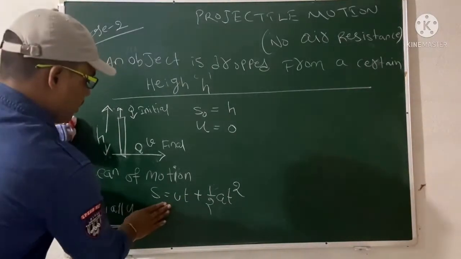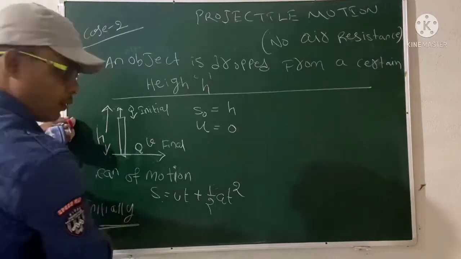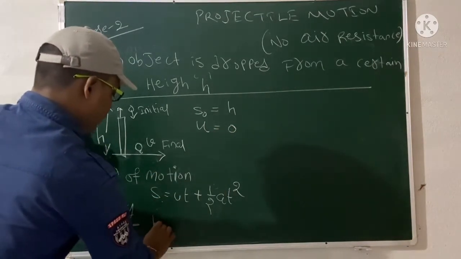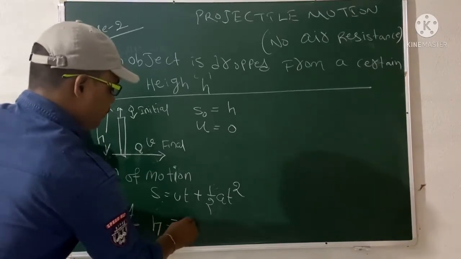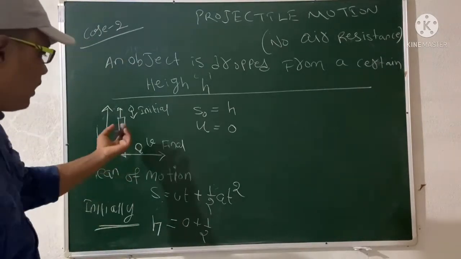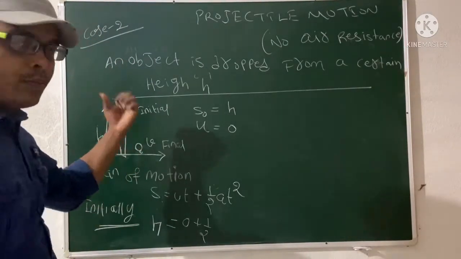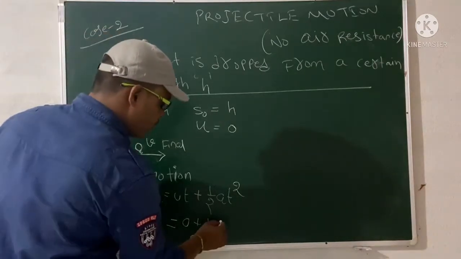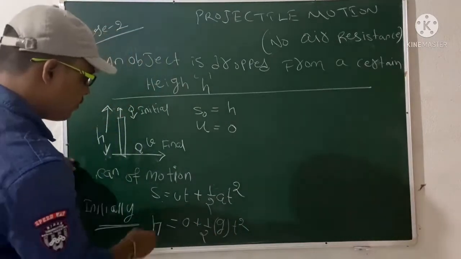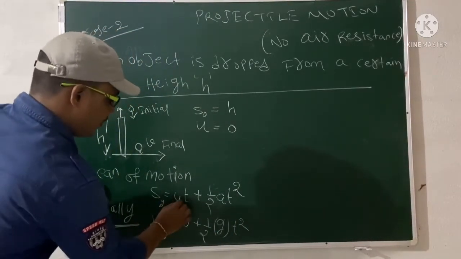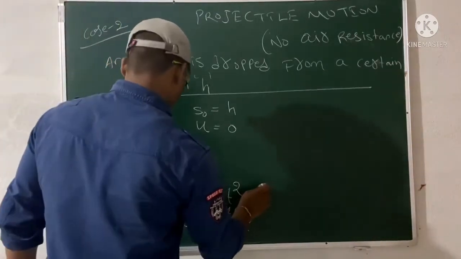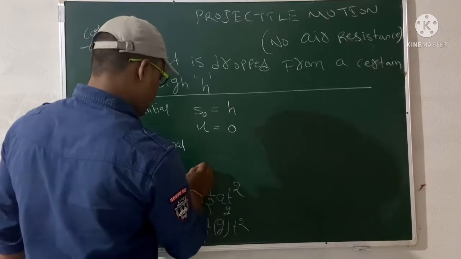So initially your s equal to height, right? In the starting position it will be h and the initial velocity is 0, then half into, look, the particle is moving downward, so your acceleration will be g, into t square. Or otherwise you can take sy, uy, ay, that is the y component of the equation of motion.